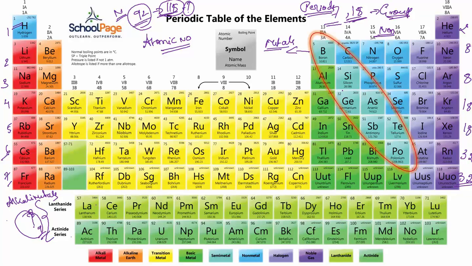What about the elements in this diagonal? They are semi-metals or metalloids. These elements show properties in between those of metals and non-metals. Hence, they are called semi-metals or metalloids.